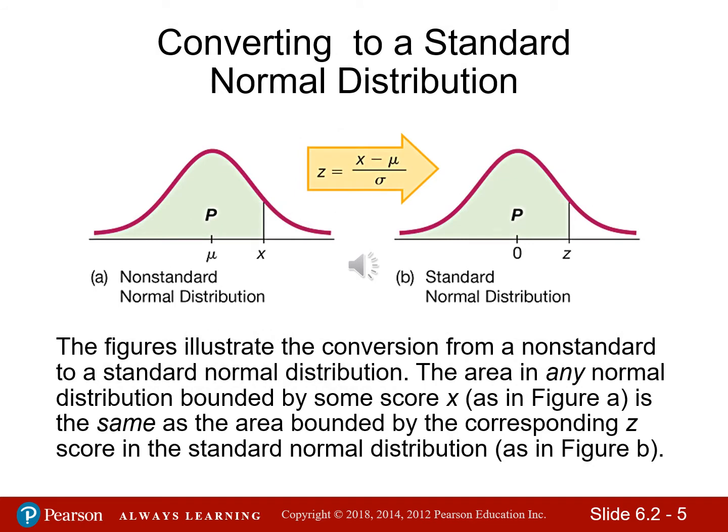These figures illustrate the conversion formula from a non-standard normal distribution to a standard normal distribution. The area in any normal distribution bounded by some score of x is the same as the area bounded by the corresponding z-score in the standard normal distribution.